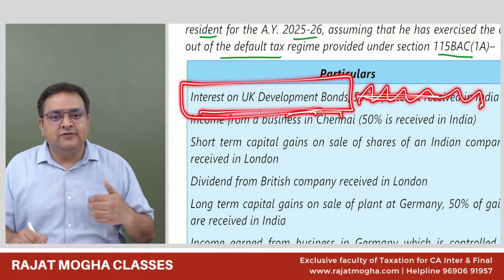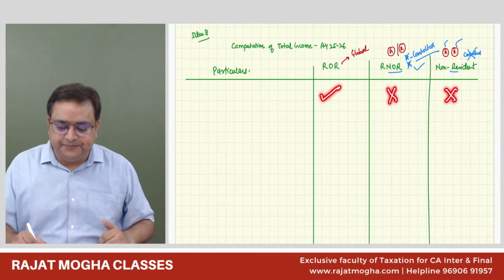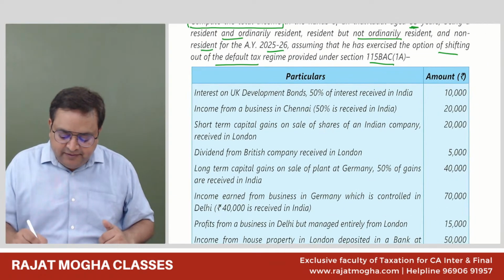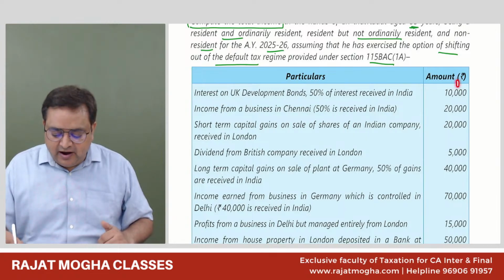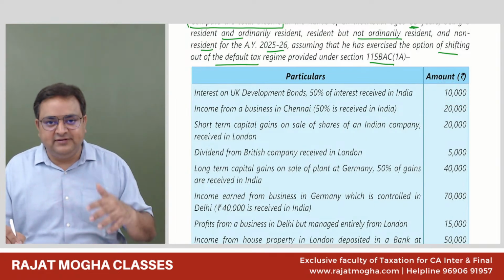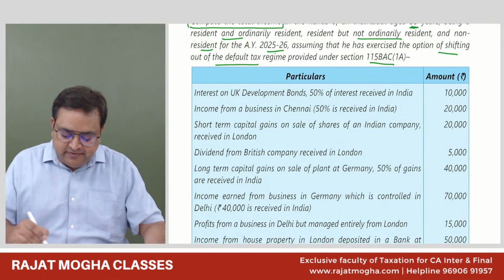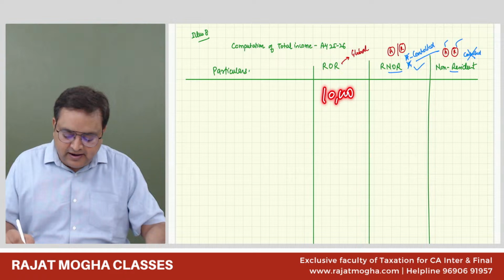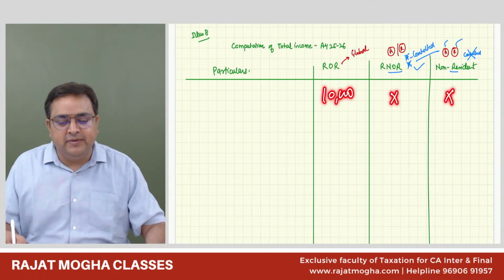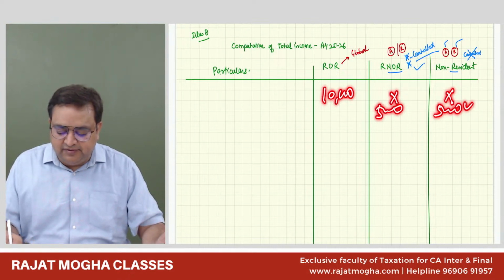So in that case, it is a foreign income. Foreign income is not taxable here, not taxable here, and is taxable over here because global income is taxable. But here they are saying that 50% of the interest is received in India. So received in India is taxable for everybody, and for ordinary resident, global income is taxable. So please tell me how much we will take: 10,000 here. And 5,000 here, will we take or not? We will, because it is received in India. So 5,000 and 5,000 we will take over here.